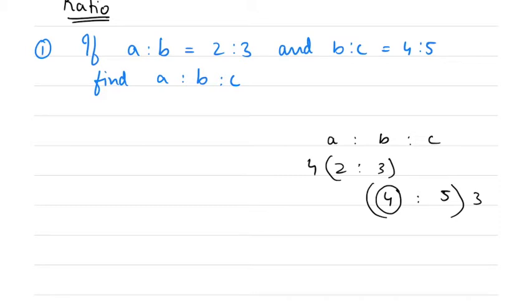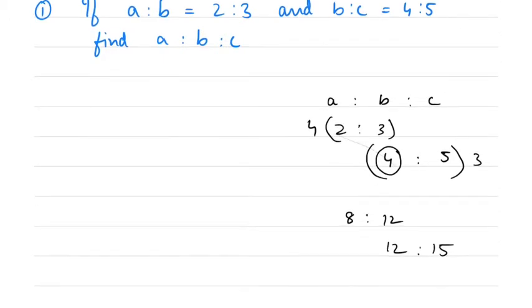When you do this, what will happen? 4 into 2 is 8 and 4 into 3 will be 12, right? For A is to B. For B is to C, 3 into 4 is 12 and 3 into 5 is 15. So now B's value in both the cases is 12. So B is same. So 8 is to 12 is to 15. Got it? But in the exam, how will you write?